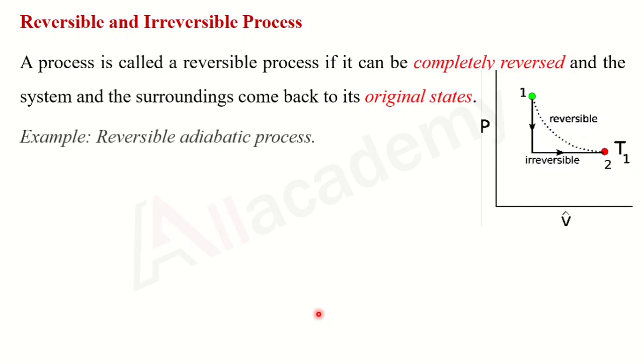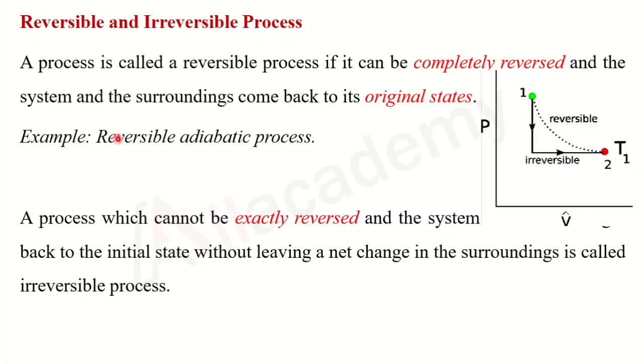Now let us study the reversible and irreversible process. What is a reversible process? A process is called reversible if it can be completely reversed and the system and surroundings can come back to their original state. Means if the whole process can be reversed and the system and surroundings can attain their original position, then such a process is called a reversible process. The best example for a reversible process is a reversible adiabatic process, where the system will come back to its initial position.